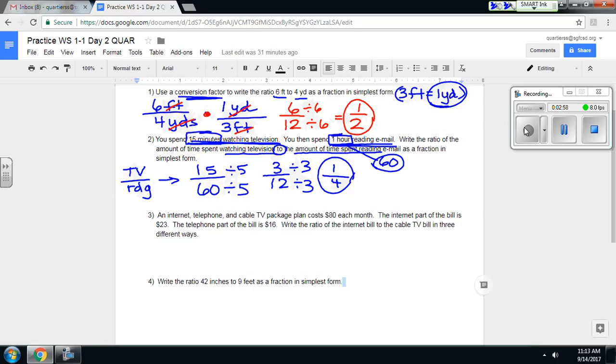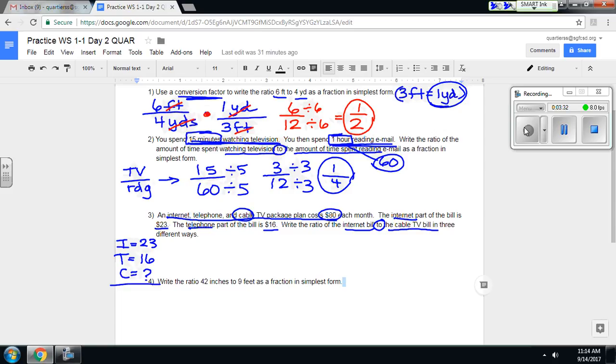All right, let's take a look at number 3. It says, an internet, telephone, and cable TV package plan costs $80. So that's the total. The internet part of the bill is $23, so I'm going to put I equals 23. The telephone part is $16, so now I'll do T equals 16. Write the ratio of the internet bill to the cable TV bill in 3 different ways. Well, wait a minute. I don't know what the cable is, so that's definitely a question mark.